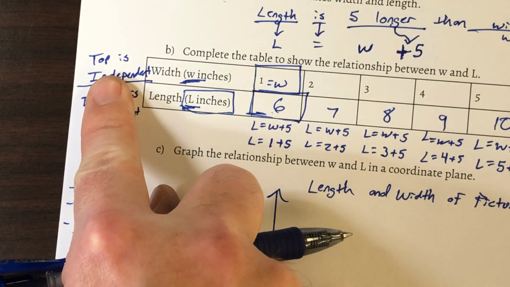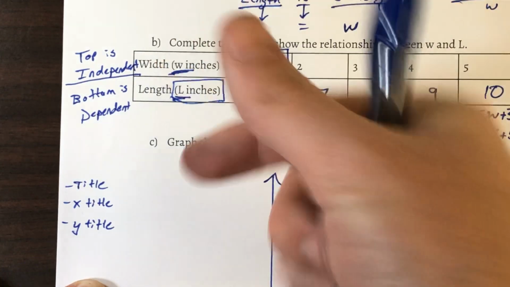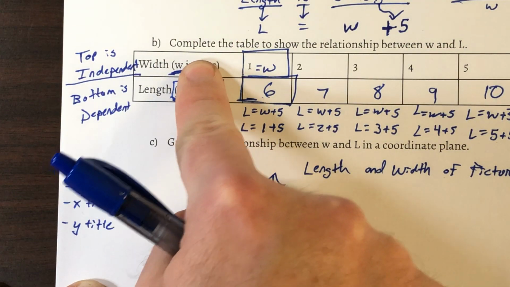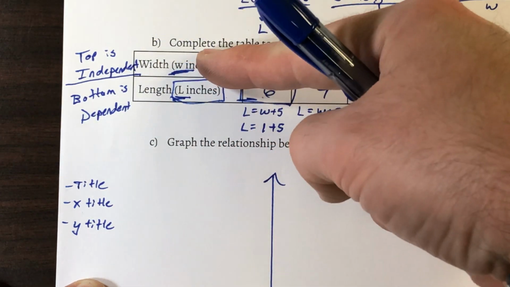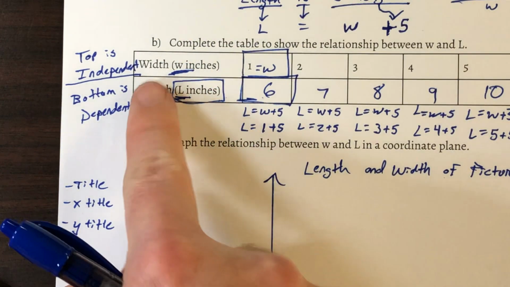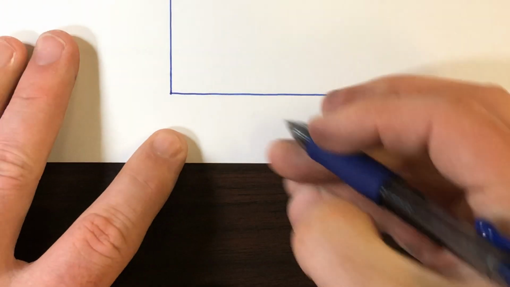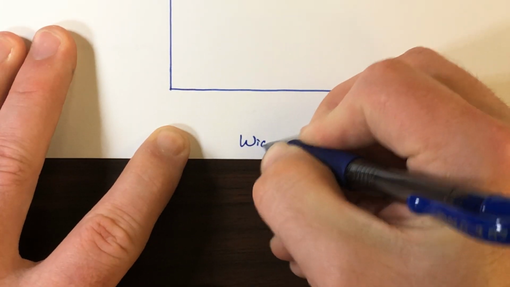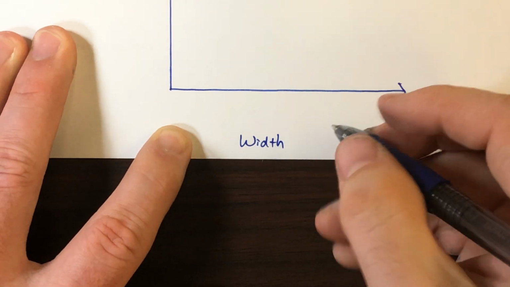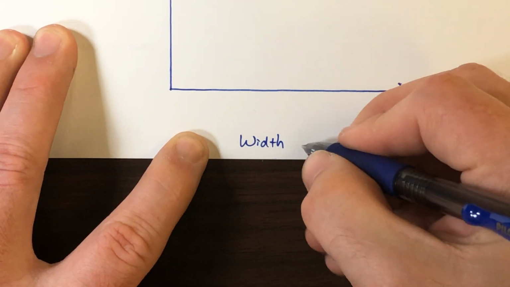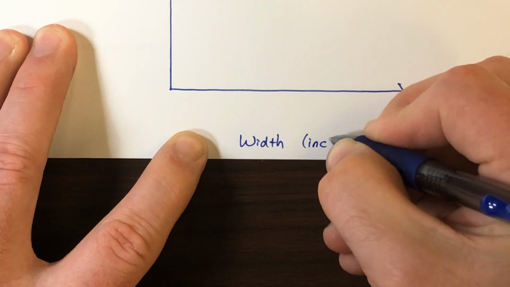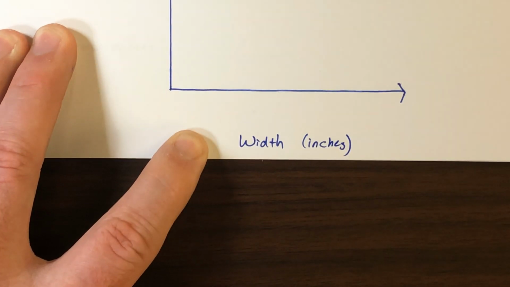So if you're following the pattern on the chart, it kind of flips. The independent was the top row. It's now going to become your title on the bottom. So all you have to do is copy this, and that's your title, width, inches. So our independent axis title is going to be width, and we're measuring it in inches. You must have your labels.